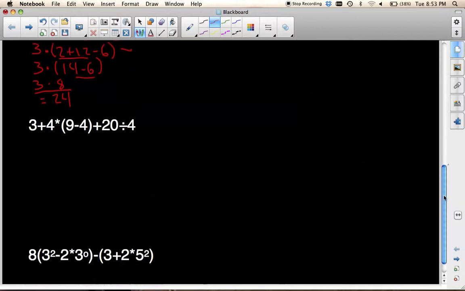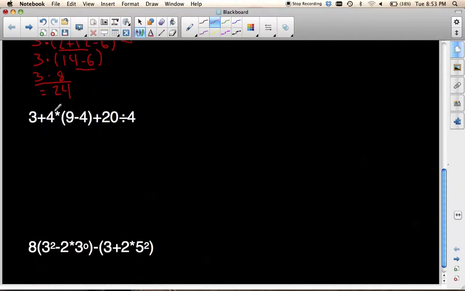So if we continue going with our next problem, as just another example, here we have 3 plus 4 times (9 minus 4) plus 20 divided by 4. So again, we follow our order of operations, which PEMDAS says we start with our brackets. So that means we have 3 plus 4 times 5 (9 minus 4 is 5) plus 20 divided by 4.